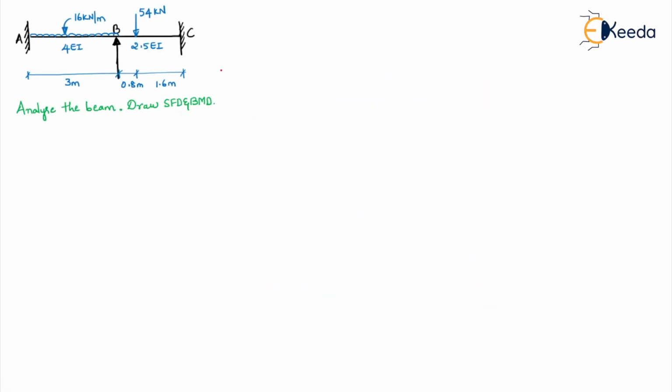This is the problem given to us. It's a two-span beam, AB and BC. Both spans have a different EI. One has a UDL and one has an eccentric loading. They ask us to analyze the beam and draw the SFD and BMD.